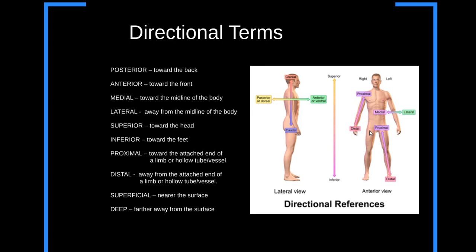Now, there is another use for this term, and that's where there are hollow tubes or vessels within the body. And we can talk about hollow tubes and vessels as being proximal if they're closer to the starting point of the tube, or they're distal if they're further away from the starting point of the tube or towards the end of the tube. Now, some key tubes found within the body.